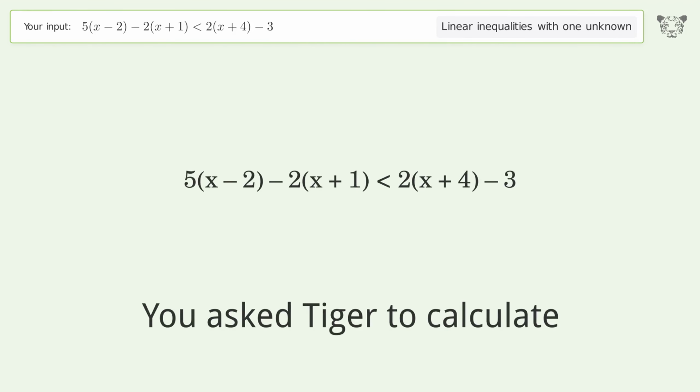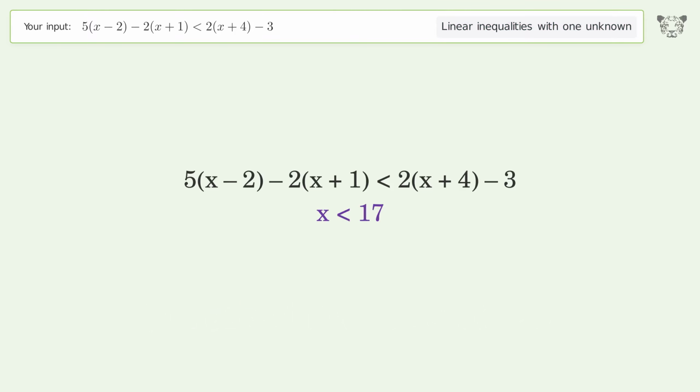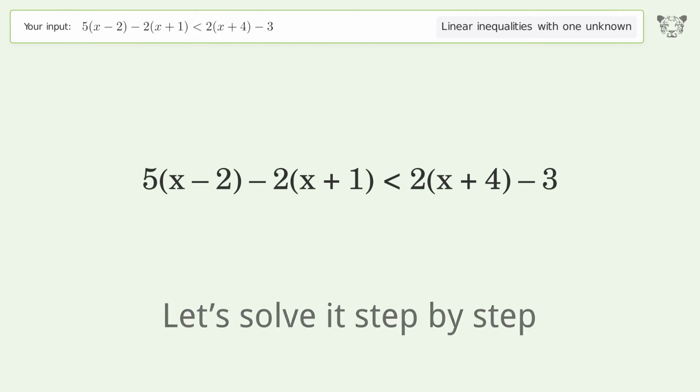You ask Tiger to calculate. This deals with linear inequalities with one unknown. The final result is x smaller than 17. Let's solve it step by step.